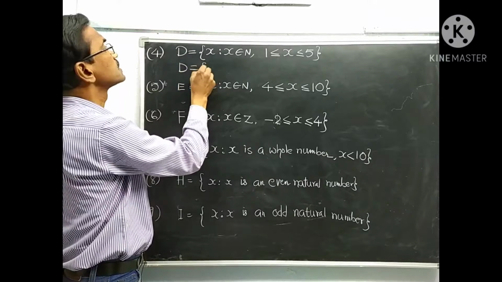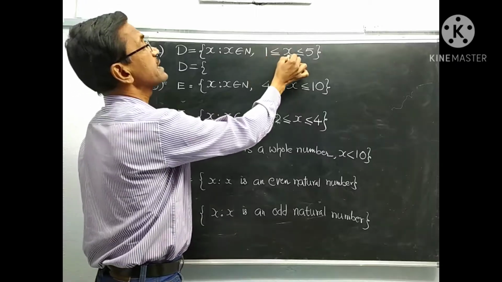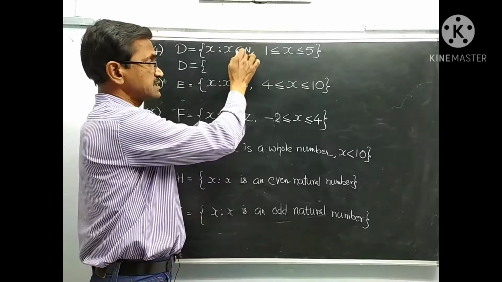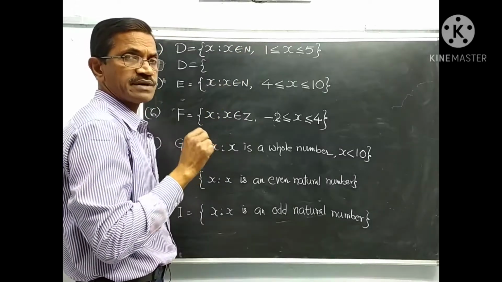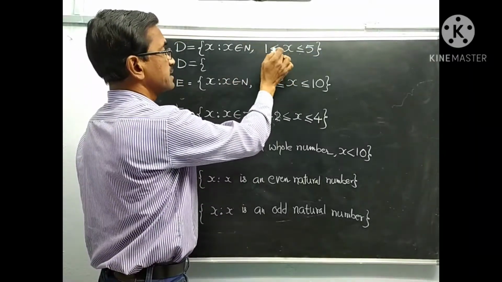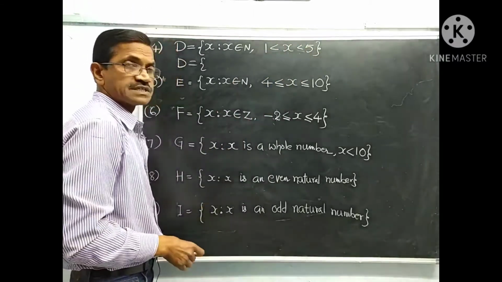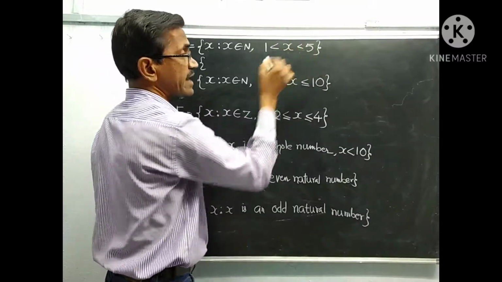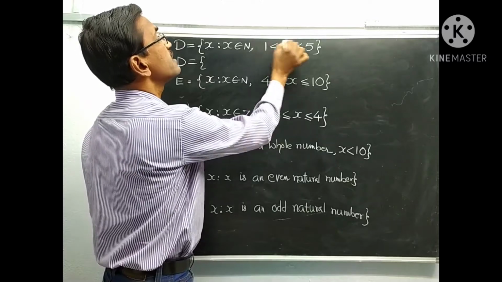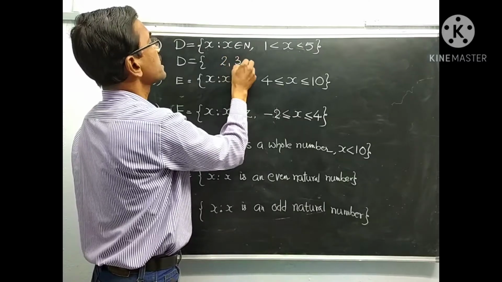D is equal to x such that x belongs to N and 1 less than or equal to x less than or equal to 5. Here we have to select elements from the natural number set, but we should not write all the elements because a limit is given here. In the previous example I explained that 1 less than x less than 5 means we have to write elements in between 1 and 5. What are the elements between 1 and 5? There are 2, 3, 4.